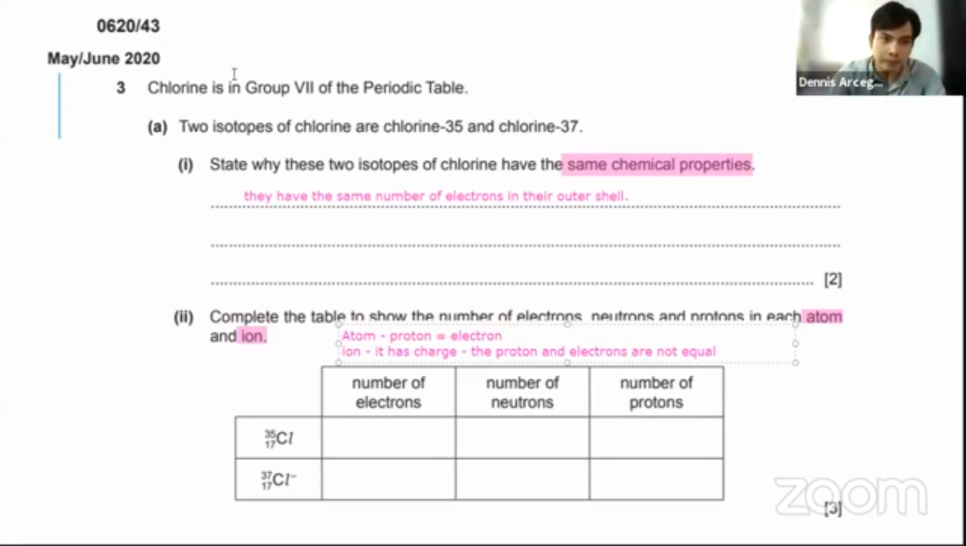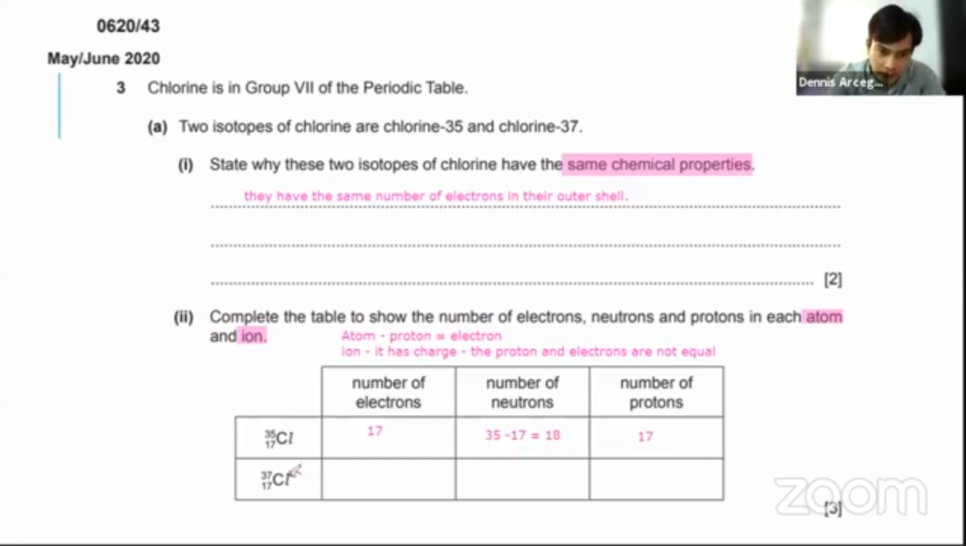Now, if you look at this one, chlorine 35, 17, I gave you 2 examples, not only atom, not only ion, for you to know the difference. For chlorine, as you can see, it is an atom because it doesn't have charge. The electrons are the same as the protons. The proton number is 17, because protons never change, it's always the atomic number. So it's 17. Since it's an atom, electrons are also 17 because proton and electron are equal. Then for the neutrons, you just have to subtract: 35 minus 17 equals 18. Always remember that the proton number is always equal to the atomic number.